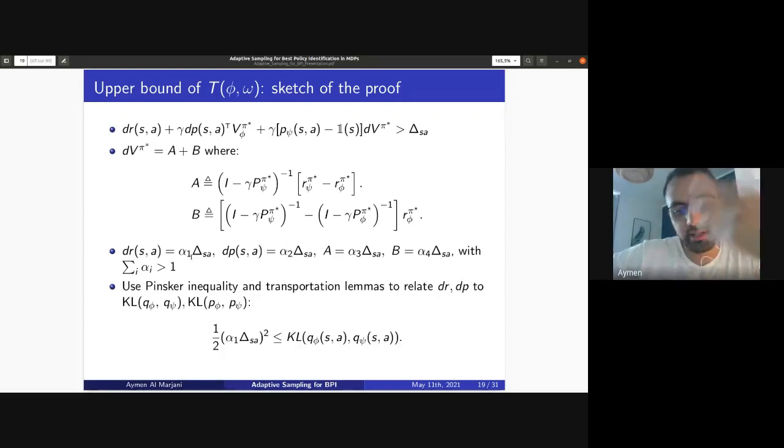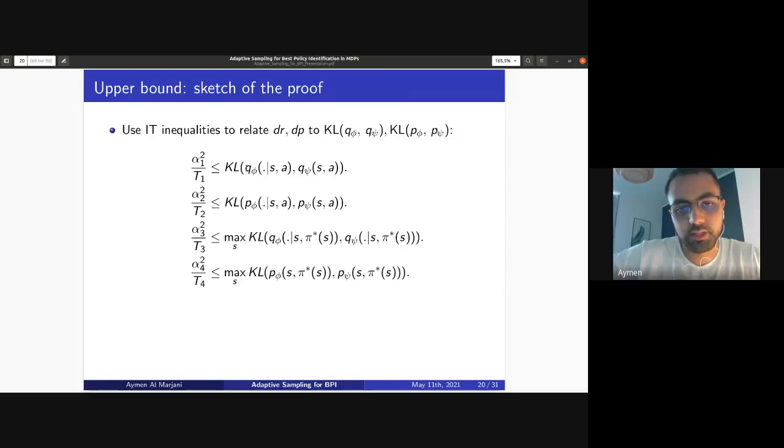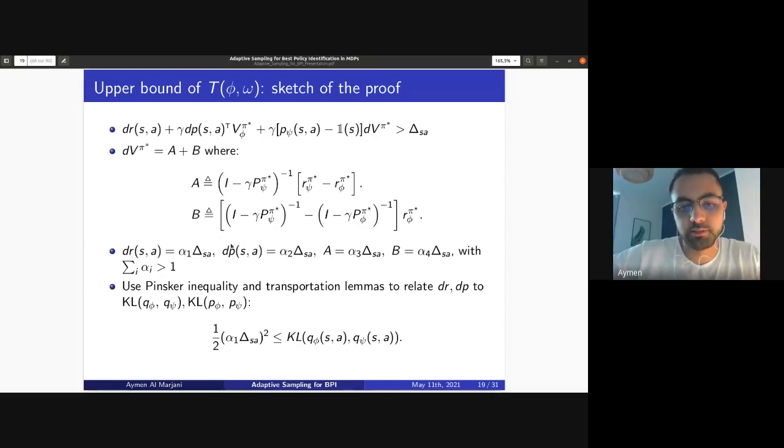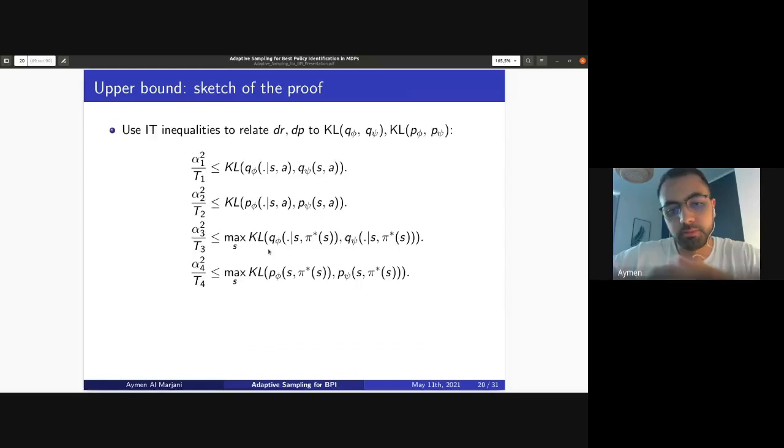Then we can use Pinsker's inequality and transportation lemmas to relate the difference in kernels through the KL divergences. For instance, for the first term here, dr, you can simply use Pinsker's inequality and you get this bound here. And similarly, you have these bounds that come from using information-theoretic inequalities and from the fact that we wrote these differences in kernels as proportions of the sub-optimality gap.